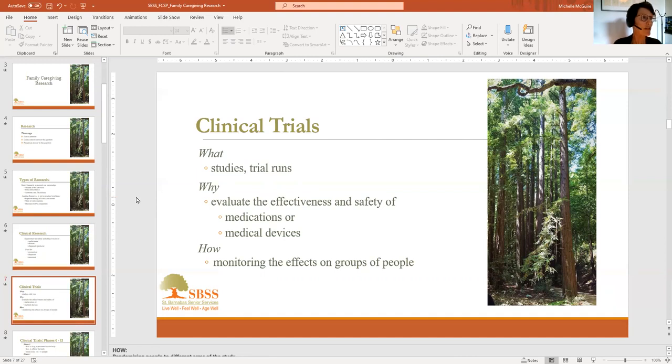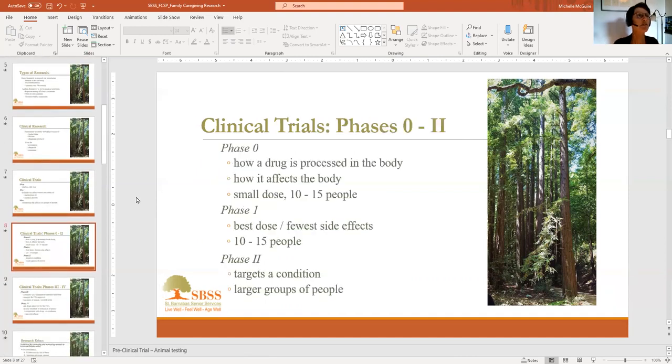So how are clinical trials done? I'm sure you've heard of the phases. There's actually 5 phases of clinical trials, 0 through 4. Phase 0 is how a drug is processed in the body. That's the goal, looking at how it affects the body. It's never been given to humans before at phase 0. So basically you're going to see what happens if we give it to a person now. A small dose is given. It's only used on 10 to 15 people.